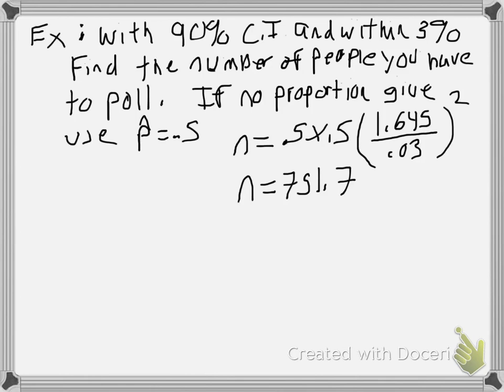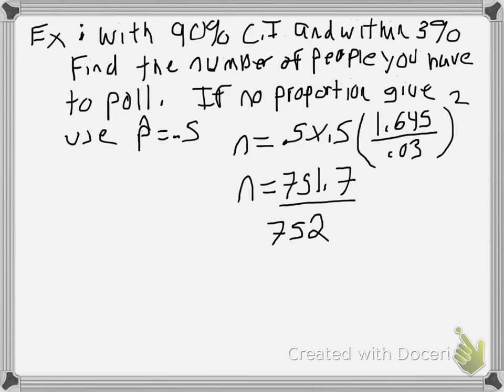Okay, now remember, guys, if you're polling things, you can't poll 0.7 of a person. If you see 0.7 of a person walking around, run, because the zombie apocalypse has come, and they've been eaten. So we need to round this up to 752. So we would need to poll 752 people, assuming that we aren't given a proportion of something, in order to be 90% confident and within a 3% error that we have the number that we want.